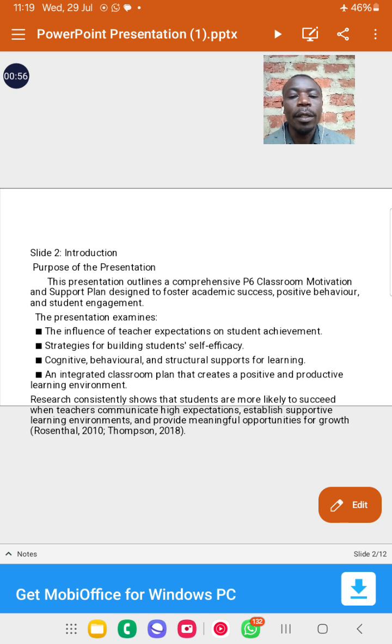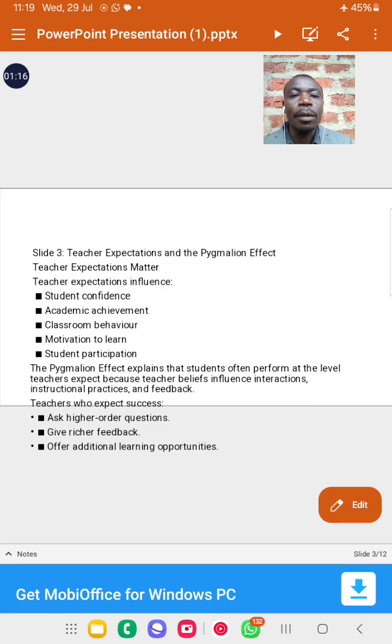Research consistently shows that students are more likely to succeed when teachers communicate high expectations, establish supportive learning environments, and provide meaningful opportunities for growth, as seen in Aristotle 2010 and Samson 2018. Let's talk about the third slide, which is all about teacher expectation and the Pygmalion effect. Teacher expectation influences students' confidence, academic achievement, classroom behavior, motivation to learn, and student participation.